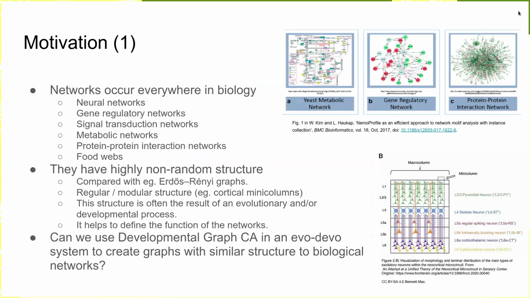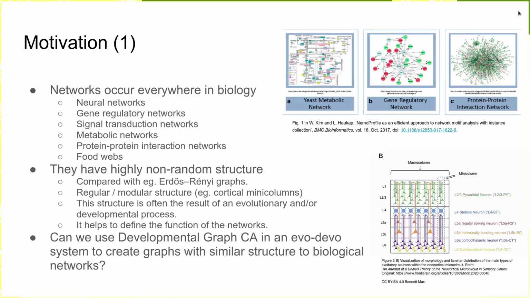So as we all know, networks occur everywhere in biology, obviously neural networks, but also gene regulatory networks, and then these intracellular things like signal transduction networks, and then protein interaction networks, and then scaling up to the macro level, we've got things like food webs and social networks. And a lot of these networks have highly non-random structure.